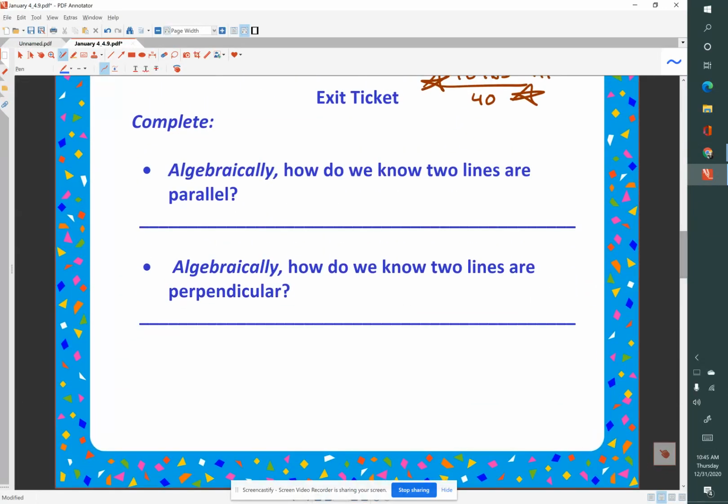Okay, so let's finish our exit ticket today. So algebraically, how do we know two lines are parallel? We know that they're parallel because they have the same slope. Put a little emphasis there. And algebraically, how do we know two lines are perpendicular? They have the negative reciprocal slopes.